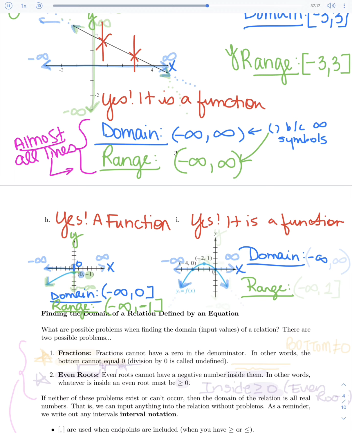Now, it does not matter that it's heading down. What matters is that it's heading to the right. It will continue to the left. It will continue to the right. So it's going to continue off to positive infinity as well. Now, just like before, if we have infinities, remember we have to use parentheses always. So our domain is negative infinity to infinity, and that makes sense. Our graph does go left and right forever.